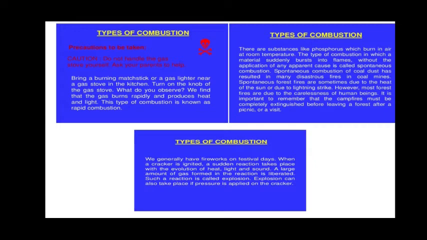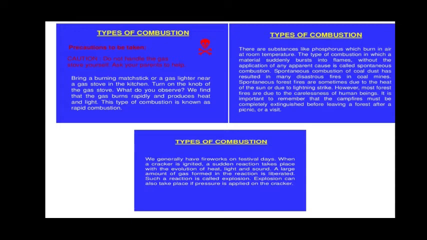The spontaneous combustion of coal dust has resulted in many disastrous fires in coal mines. Spontaneous forest fires are sometimes due to the heat of the sun or due to lightning strikes. However, most forest fires are due to the carelessness of human beings. It is important to remember that campfires must be completely extinguished before leaving a forest after a picnic or a visit. Hope you have understood the difference between rapid combustion and spontaneous combustion.